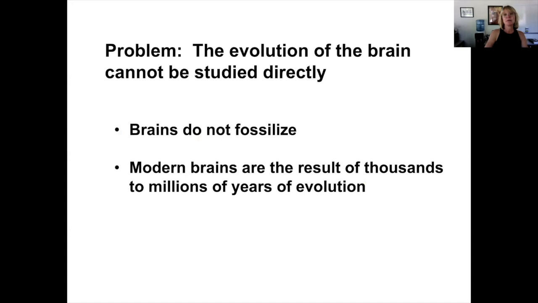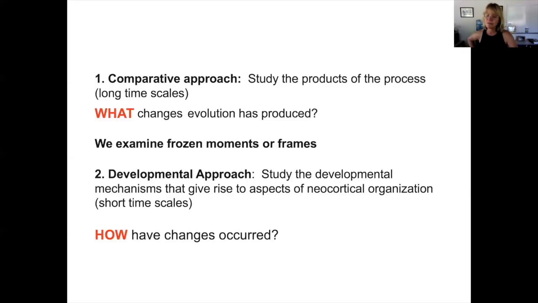Well, there's a problem. The evolution of the brain or the neocortex cannot be studied directly because brains do not fossilize, and modern brains are the results of thousands to billions of years of evolution. So I don't have thousands or billions of years to sit around and study how this process occurs. But there are two ways we can circumvent the issue of evolution and understanding the evolution of brains.